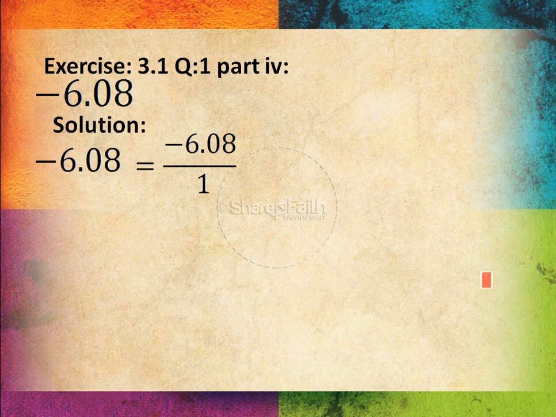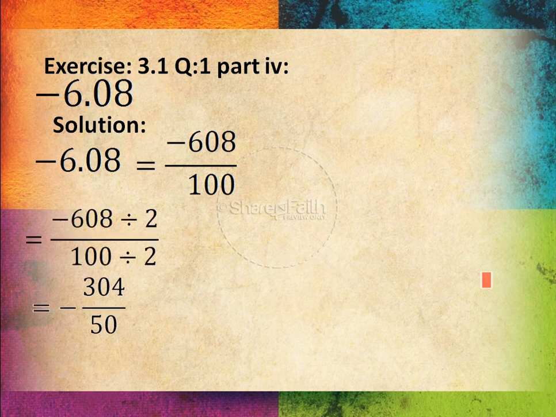Add as many zeros as the digits after the decimal point. So I will have to add 2 zeros after 1 in the denominator. So my decimal number minus 6.08 will be converted into the rational number minus 608 over 100. Again, this is not the reduced form. I will divide the numerator and the denominator by 2 to get the rational number minus 304 over 50.